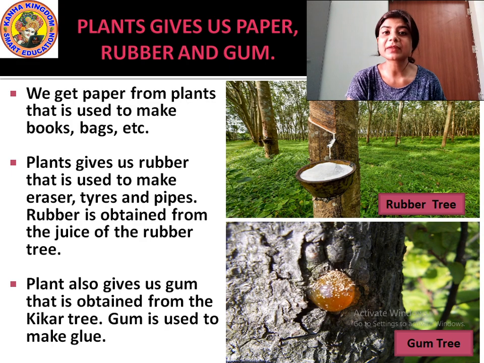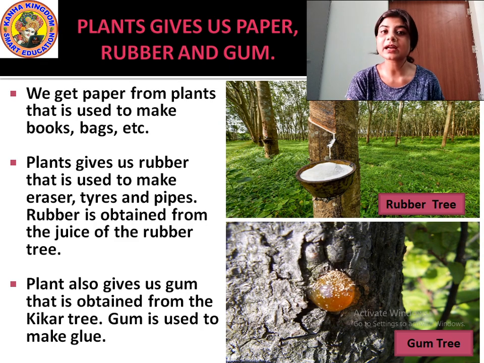It is the gum that is obtained from plants. Plants also give us gum that is obtained from the kikar tree, the tree that gives us gum. The name of the tree is kikar tree, K-I-K-A-R. Gum is used to make glue, the glue that we use to paste pages or something.